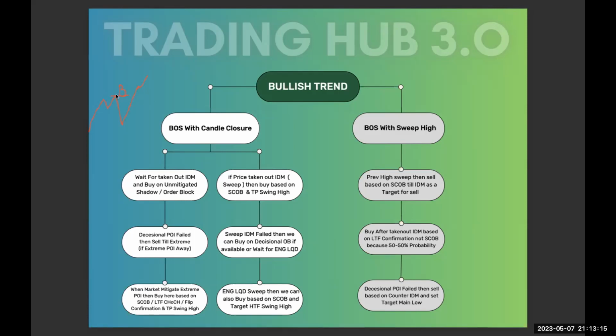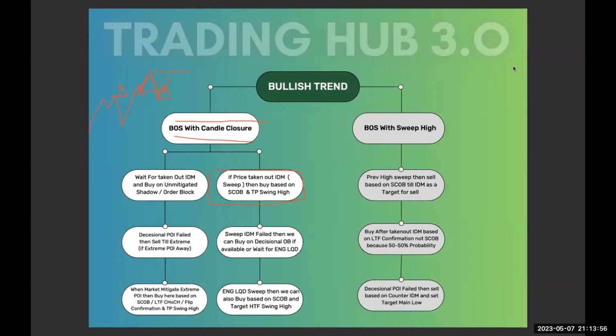If the market breaks the previous high with a candle close, then you have to understand two scenarios. First one, wait for taking out the inducement, with candle close. You have to wait for taking out this inducement here, okay? Taken out this inducement, mitigate your order block, and you can buy here. Simple. If not, tap on your order block. Okay. This one, remember this one. This is the next possible scenario. If price does not tap on the order block, just sweeps the inducement here, and you can buy here based on single candle order block. And this is your target.